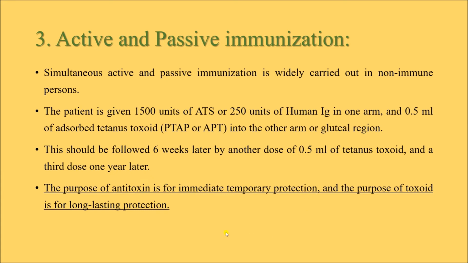That means suppose a person had a very nasty injury and probably there is contamination with the spores, tetanus spores. So for temporary protection, because giving the vaccine to the person, it will take a little bit of time to develop protection, but the person needs immediate protection, and for that immediate protection the person receives the immunoglobulin, but for long term protection he receives the vaccine. So this is the reason both active and passive immunization are given together.